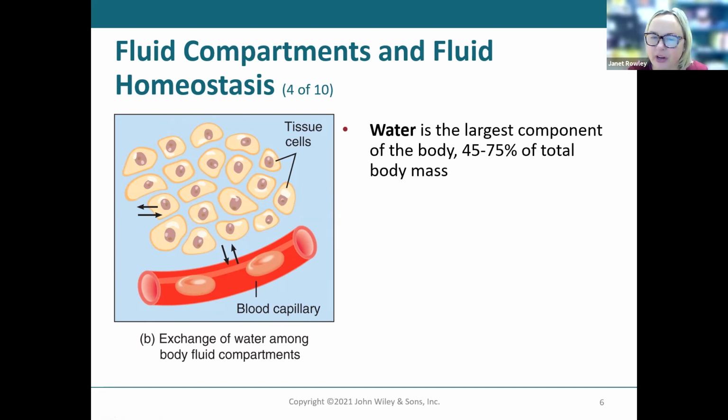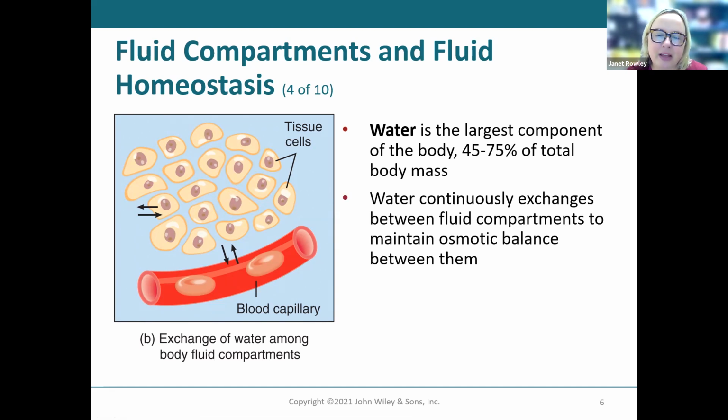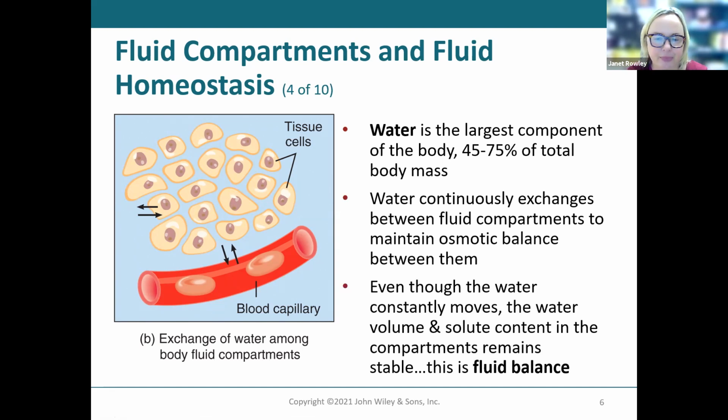Water is the largest component of the body, 45 to 75% of our total body mass. Water continuously exchanges between the compartments to maintain an osmotic balance between them. Even though the water constantly moves, the water volume and the solute content in the compartment remain stable. This is what's called fluid balance. So even though water's moving and everything, the size of the cells doesn't change without our body regulating that.